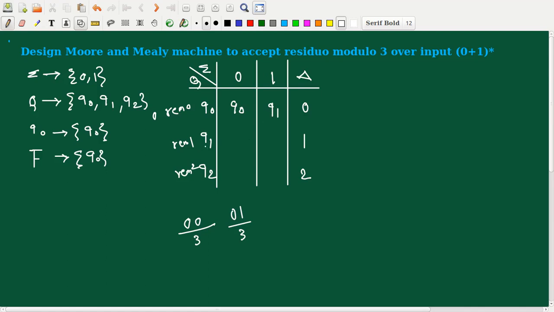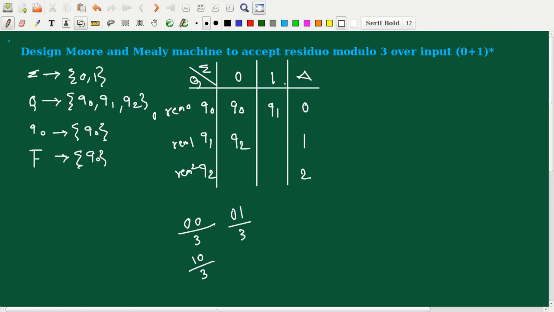Now I'll provide inputs 0 and 1 to Q1 and Q2. I'll first provide to Q1. Q1 itself is a 1. I'll provide input 0 to it, it becomes 10. Its decimal conversion is 2. So 2 divided by 3, I am getting a remainder 2. So the state for remainder 2 is Q2.